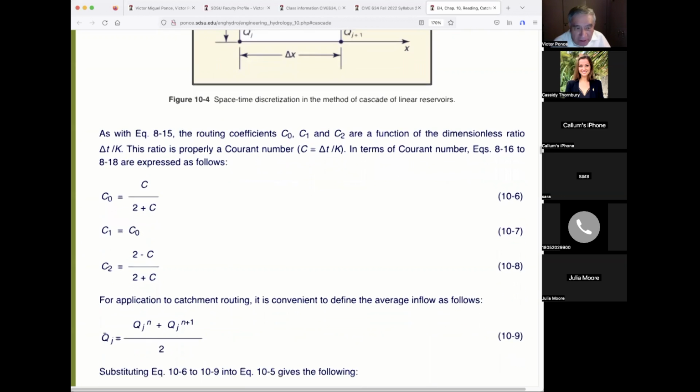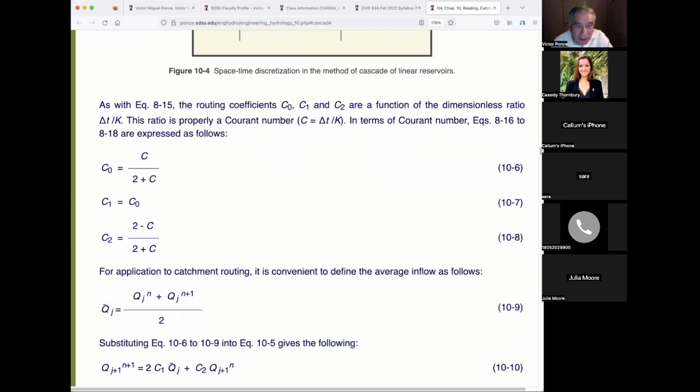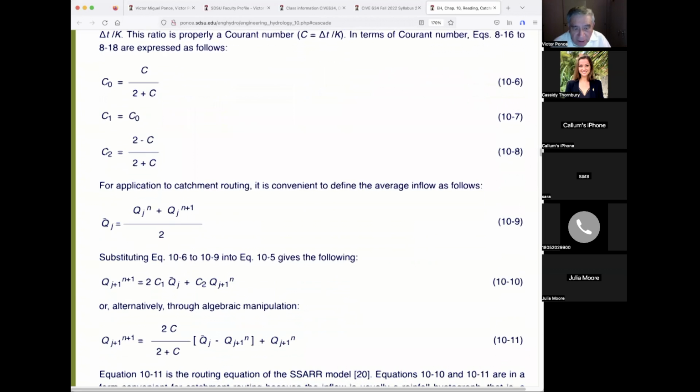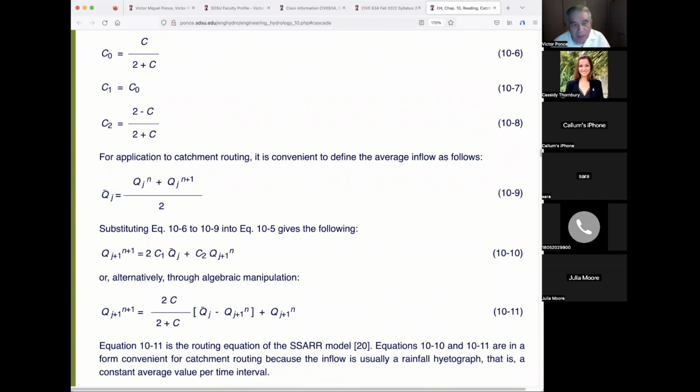It's all about Courant. The concept of Courant number gives us very easy to understand formulas. For application to catchment routing, we get all these equations, and you've got to review these equations because the homework is going to ask you to do some work with them. Okay. And what actually happened in here is that, since we know the routing, we developed equation 1010. But we realized that the SAR model was doing the same thing, but with equation 1011.